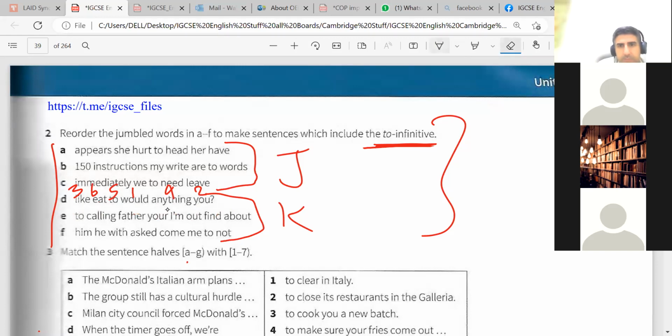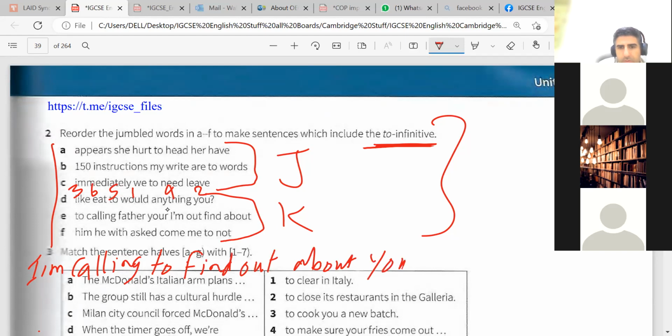Let me write it for you. I am calling. Why? To find out about your father. Full stop. Here the infinitive is what? To find out about. So why are you calling? To find out about your father. Okay, it means to ask about your father. Maybe your father has a problem and I need to ask about him.